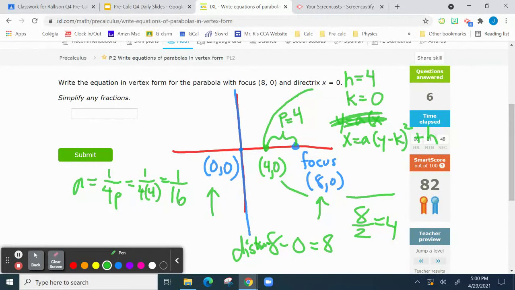So it's going to be x equals our a, 1/16, times y minus k. So that's k and that's h, right? So y minus 0, and again, I won't type that in, squared, plus h, which is 4. So now I will type that in.